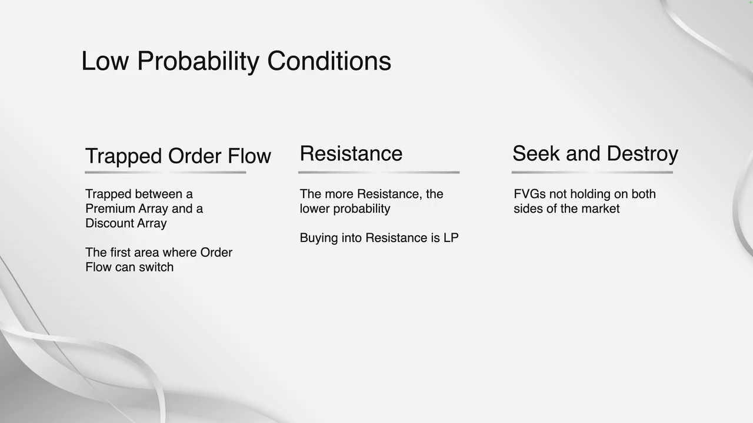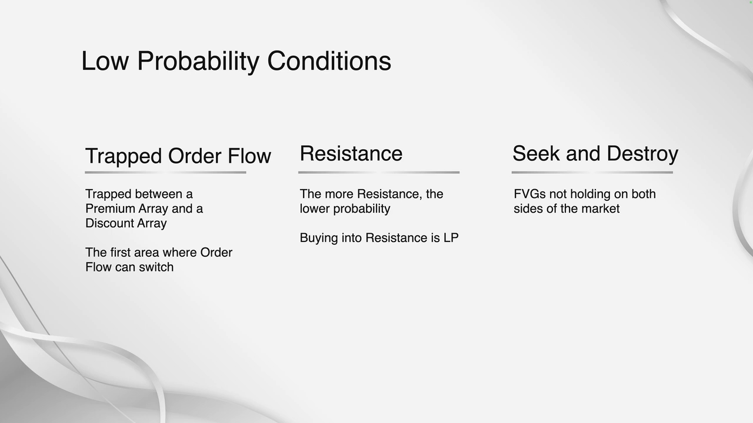Avoiding these conditions right here will already do a lot for your trading. Again, avoid that trapped order flow right there. That's extremely important. Recognize when it is trapped order flow as well. Wait a little bit. Then the resistance as well. We will always have resistance, right? There will always be resistance, but the resistance is important to understand.